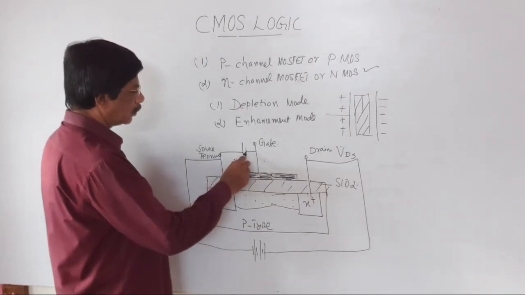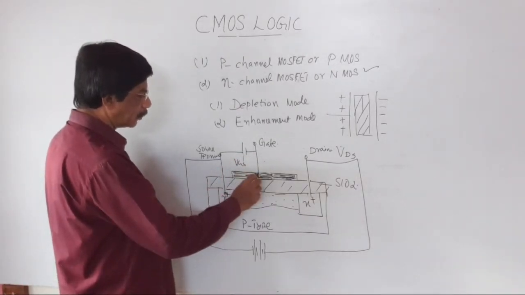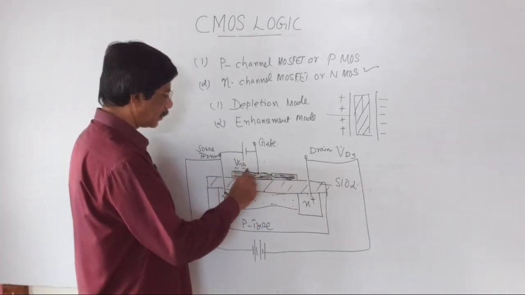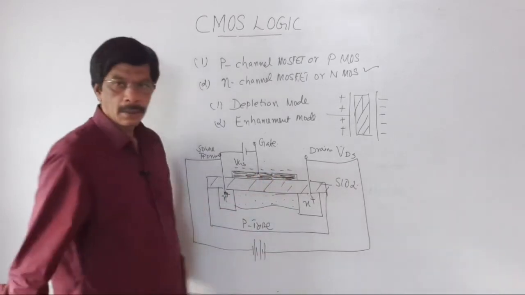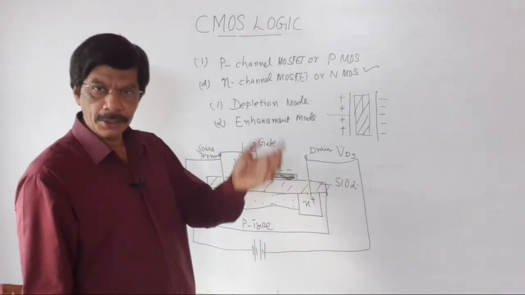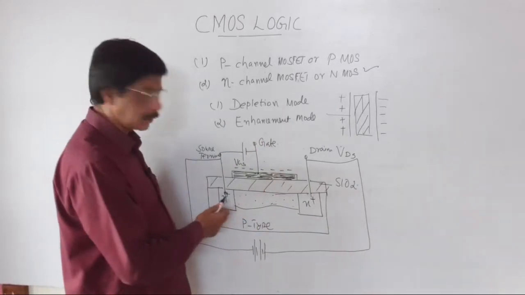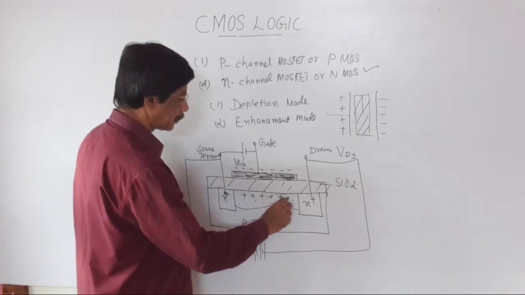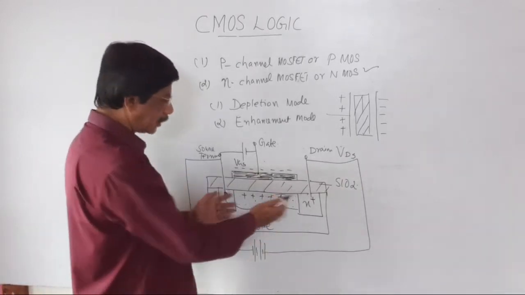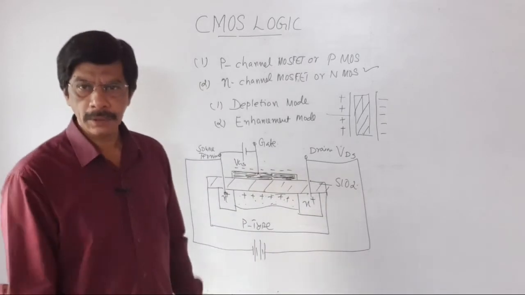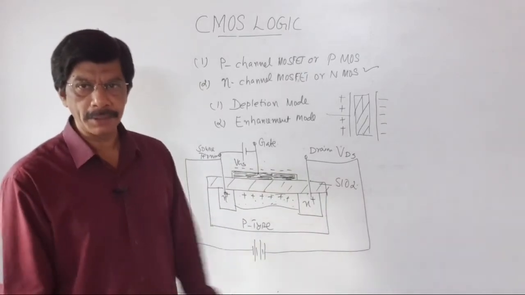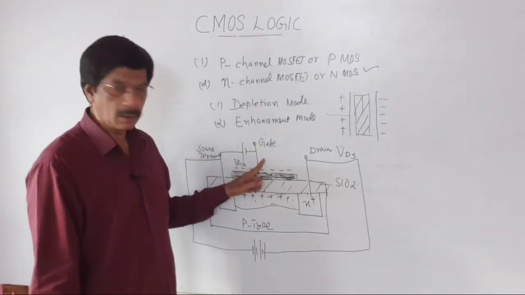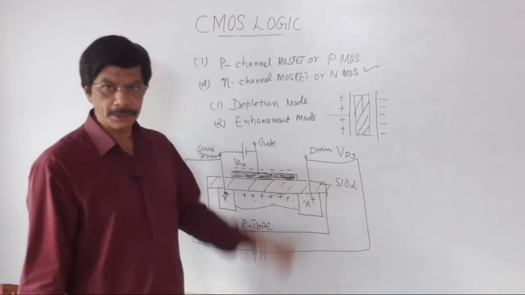Now, the negative polarity is given to the gate terminal. Because of the negative charges, equal and opposite charges are induced in the channel region, that is, positive charges are induced. Already the channel region is made up of N-type material, a lightly doped N-type material. Because of the application of negative voltage at the gate terminal, positive charges are induced.